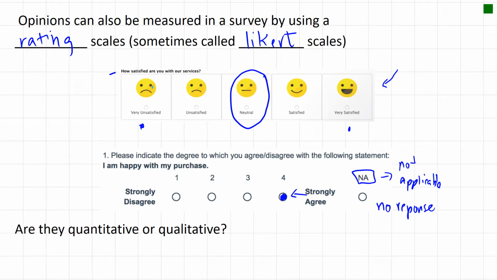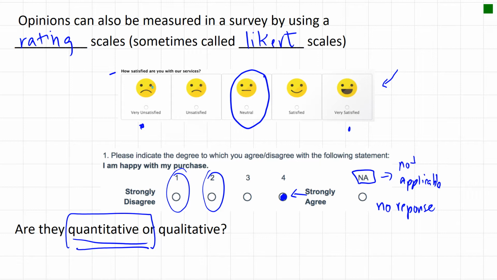Now, just one last thing I want to mention about these scales. Are they quantitative or qualitative? It might seem that they're qualitative because they're asking you about how you feel, but because there is a number associated with each response and it can be measured, it's actually a quantitative observation, because you can measure it.